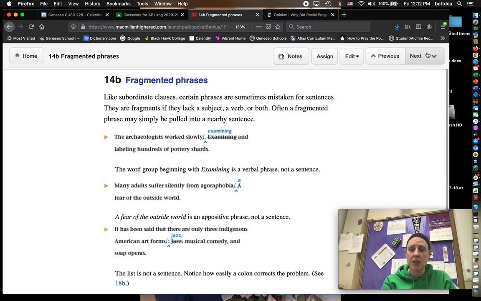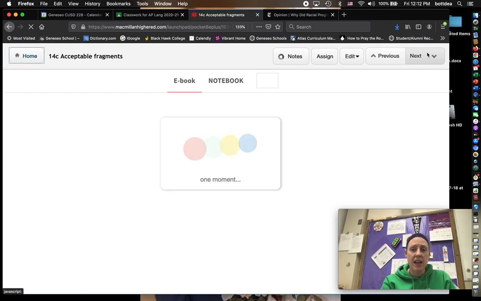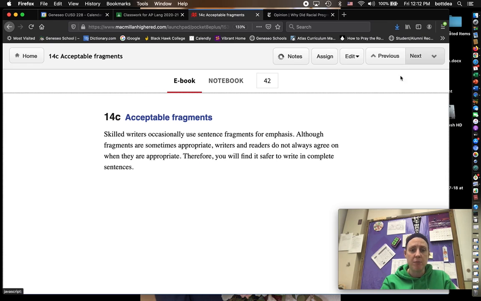The last thing that I want to talk about is the fact that there are sometimes acceptable fragments. So, really good writers will occasionally, on purpose, use sentence fragments in order to create emphasis in their language. There's a variety of ways that you could do this. Sometimes it's appropriate to your audience and purpose, and sometimes it's not.